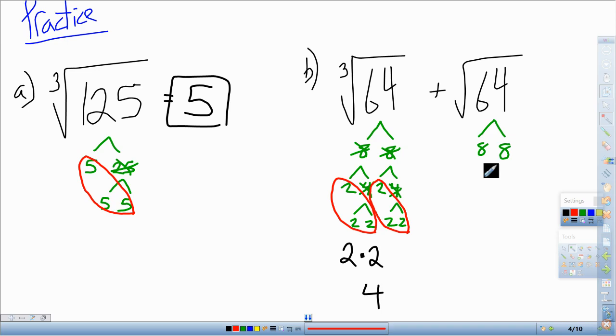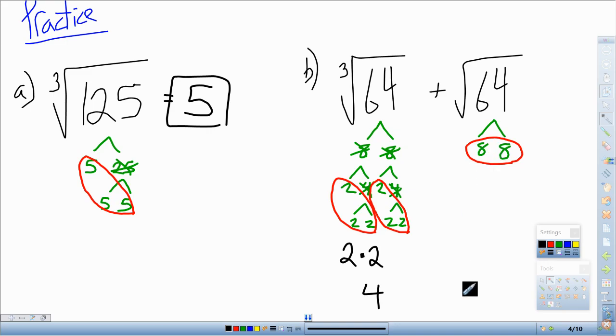And I can say, oh, okay, sweet, I have 2 8's. I have a pair of numbers that are going to come out of the radical, all right? This pair of 8's means an 8 comes out of a square root. All right, and that's it. The square root of 64 is 8, right?